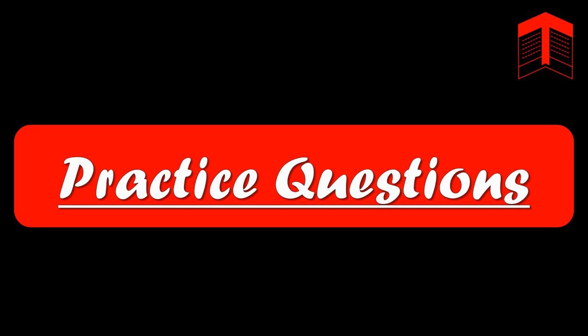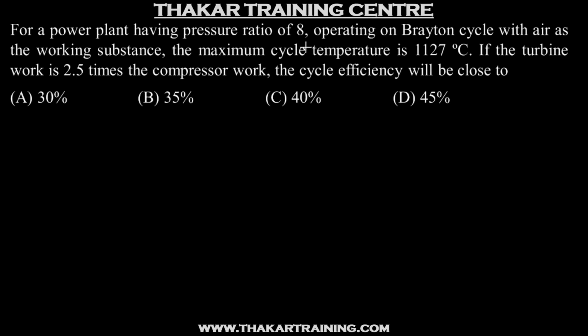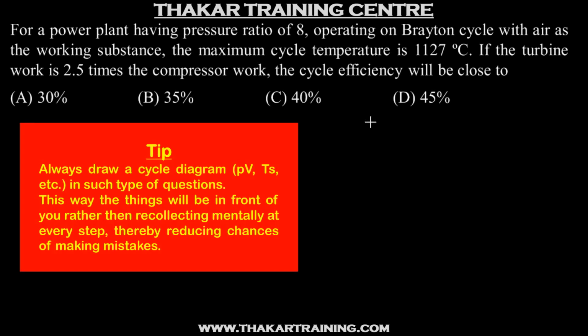For a power plant having pressure ratio of 8, operating on Brayton cycle with air as a working substance, the maximum cycle temperature is 1127 degrees centigrade. If the turbine work is 2.5 times the compressor work, the cycle efficiency will be close to. Now the best way to approach such questions is with the help of a diagram. So we'll first draw a TS diagram.